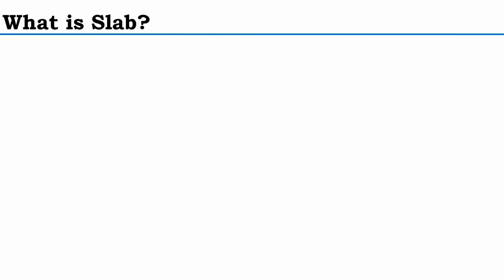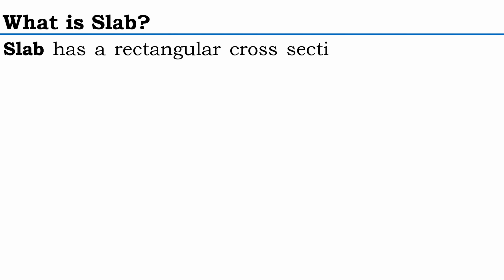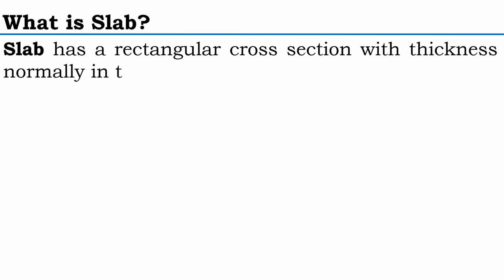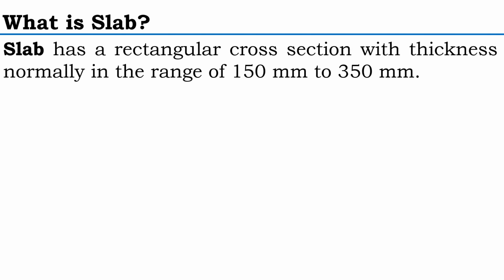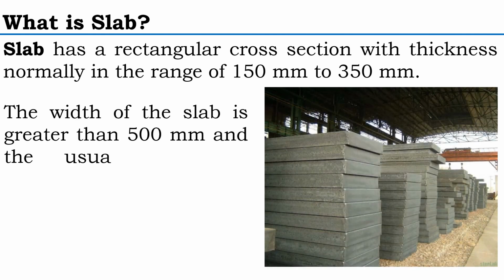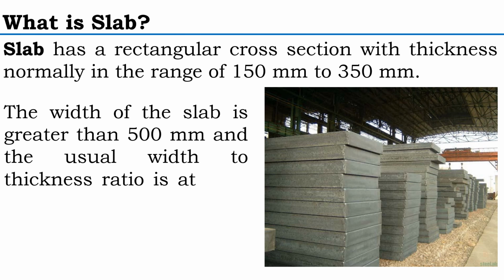What is slab? Slab has a rectangular cross-section with thickness normally in the range of 150 mm to 350 mm. The width of the slab is greater than 500 mm and the usual width to thickness ratio is at least 3 to 4.